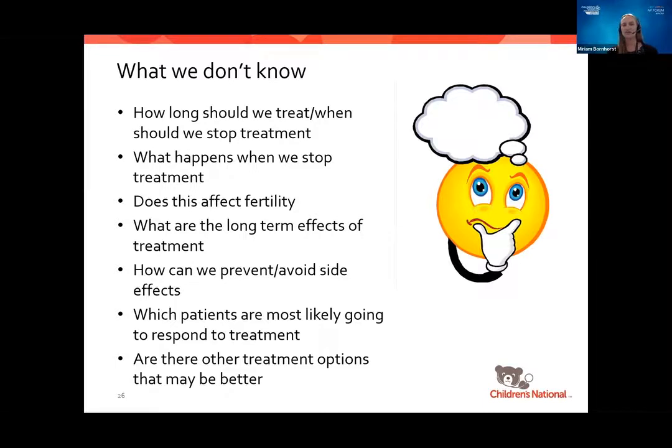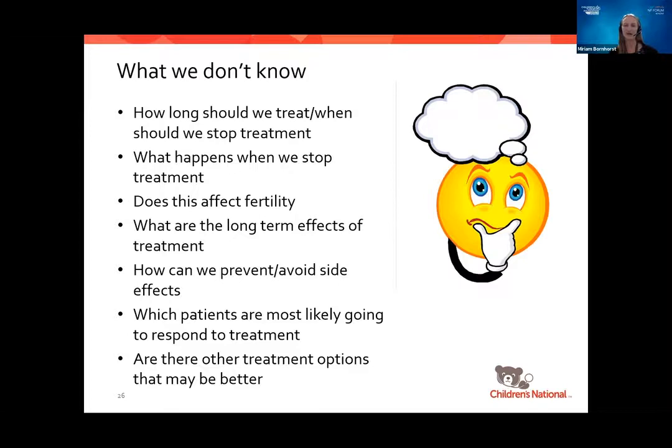Does this affect fertility? As far as we know, it doesn't, but this is another big question that we really still are trying to learn. And so as of right now, we are definitely encouraging patients who are on this medication to use protection so that they don't become pregnant, for that potential risk to the baby, but also counseling younger children on the fact that this could potentially affect fertility in the future. We just don't know yet. What are the long-term effects of treatment? We don't have anybody who's been on treatment yet for years and years and years, so we don't know what will happen in the future.